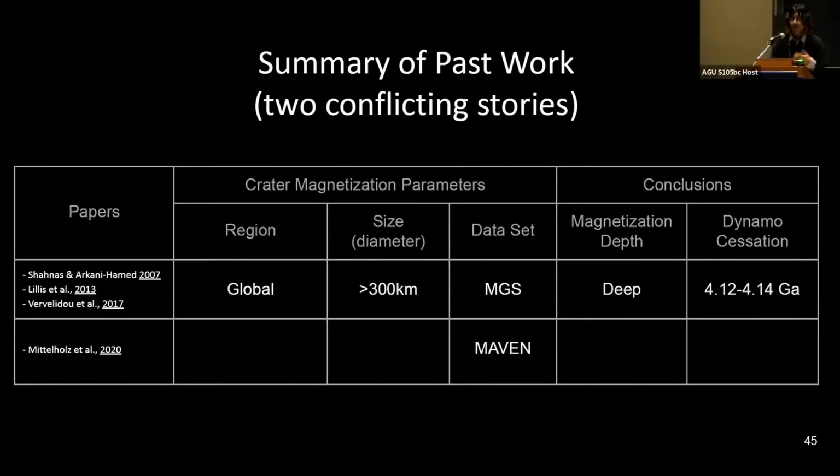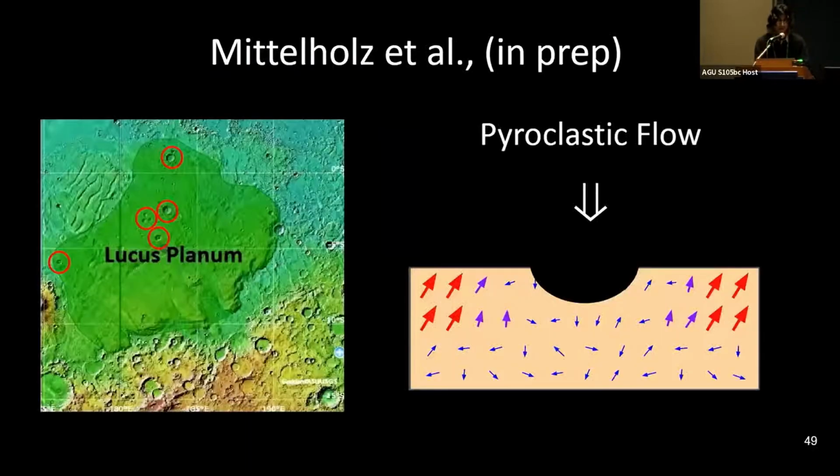And this is important because it's much higher resolution. It's resolved at altitudes much lower, from 400 kilometers for MGS to as low as 110 kilometers for MAVEN. And this specifically looked at the region of Lucus Planum. There's a picture right here, and this is important because a lot of pyroclastic flow in the region meant that if there was shallow magnetization of the crust, this would be very easily detectable right here.